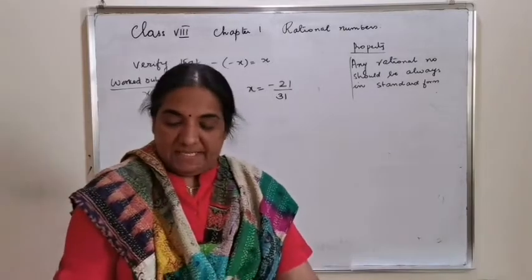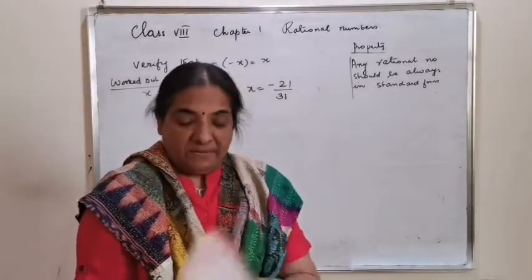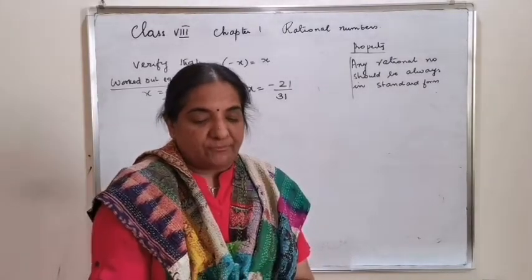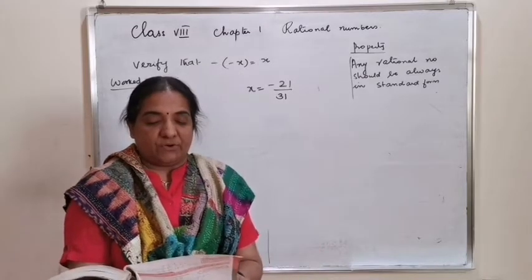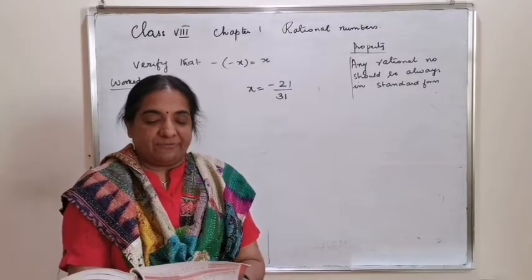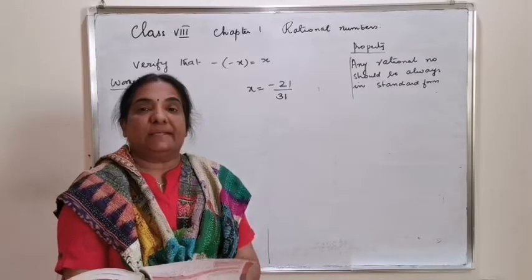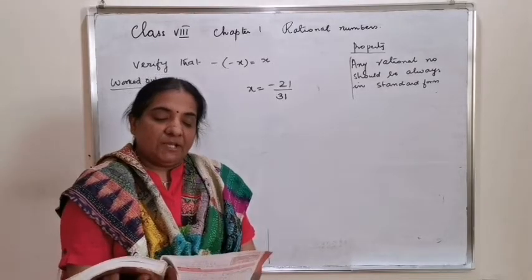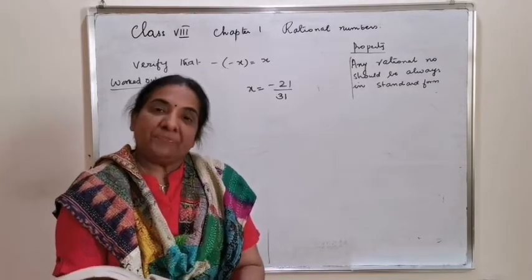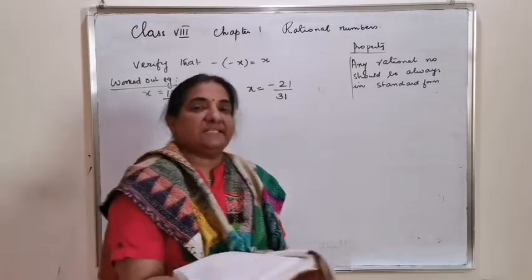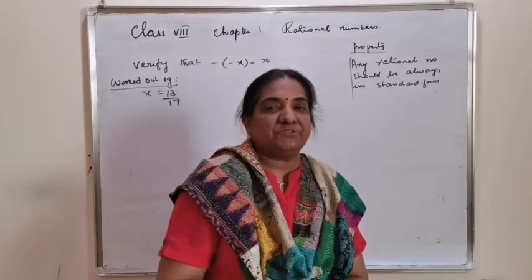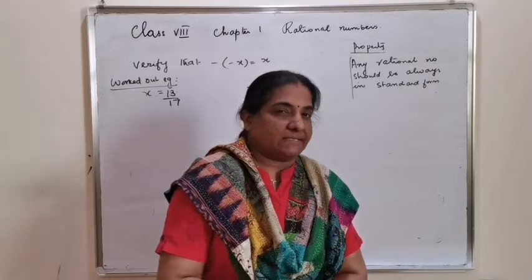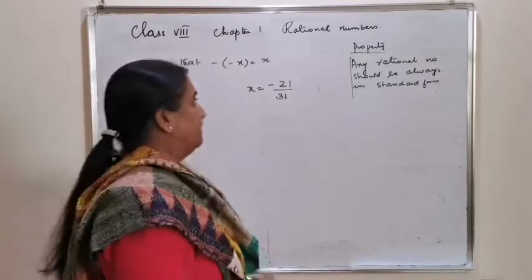Question number 3 is verify that minus of minus x is equal to x for x is equal to 11 by 15. Second question, x is equal to minus 13 by 17. Before doing question number 3, let me explain the worked out example so that you can try the exercise question on your own.